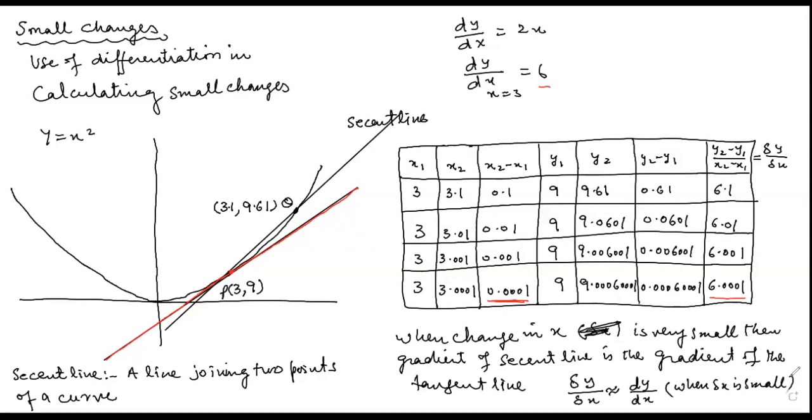When del X is very small, the gradient of the secant line is approximately equal to the gradient of the tangent line. And this one is the result we will use to find the small changes. Del Y over del X is approximately equal to dy by dx when del X is very small.